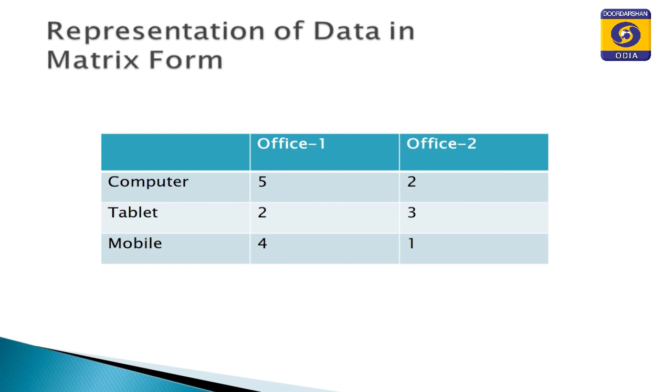Representation of data in matrix form. Suppose Office 1 and Office 2 use computers, tablets and mobiles, as given here. Suppose we take Office 1 and Office 2 column wise and computers, tablets and mobiles row wise. We can also change it: Office 2 can be in the first column and Office 1 in the second column, or Office 1 and Office 2 can be changed to row wise and computers and tablets placed column wise. There is no problem. This is the representation of data in matrix form.